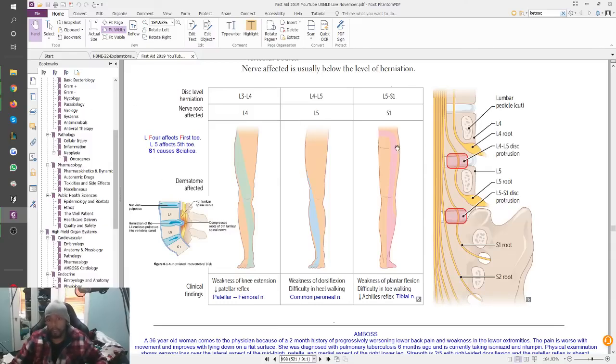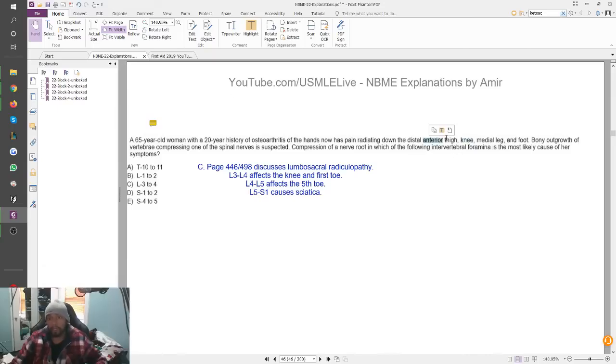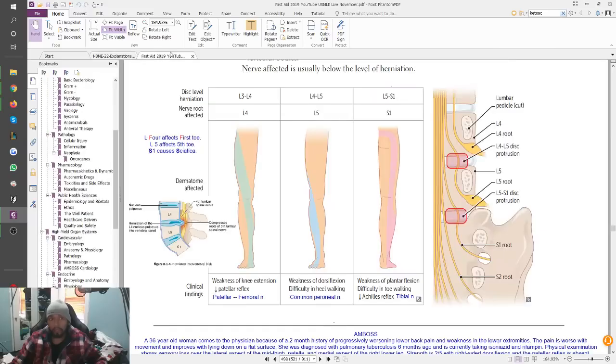S1 is the one that causes sciatica, and that's this pain behind, with decreased Achilles reflex, and this is the tibial nerve. So our patient, when they tell you it's anterior thigh, knee, medial leg, and foot, medial, that's your first toe, the big toe, so that's L4. So how do you pick the answer choice here? That's going to be C, L3 to L4. Something over here has caused the issue. Between L3 and L4, you compress the nerve below the root, so you compress the nerve below L3, which is L4. And that's what they're showing you in these images.